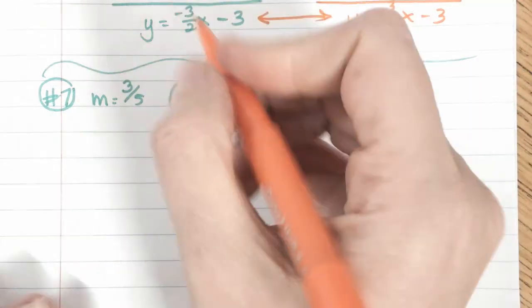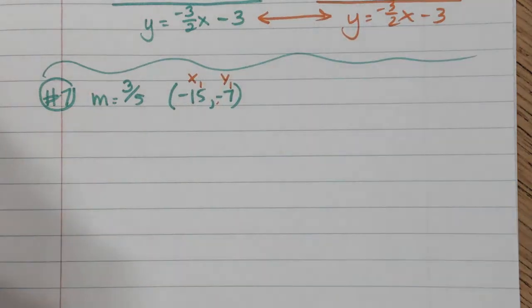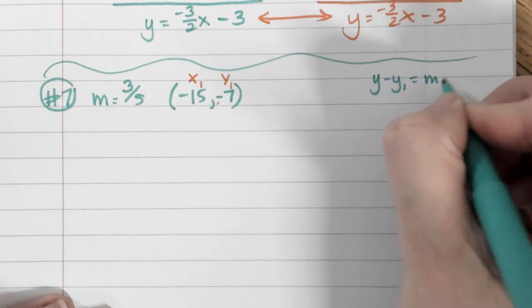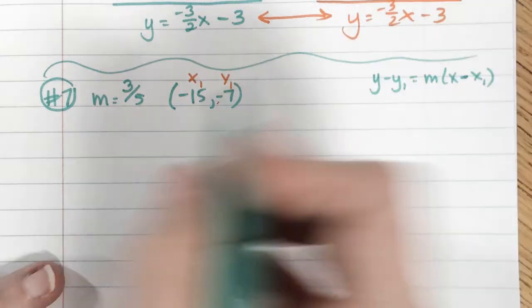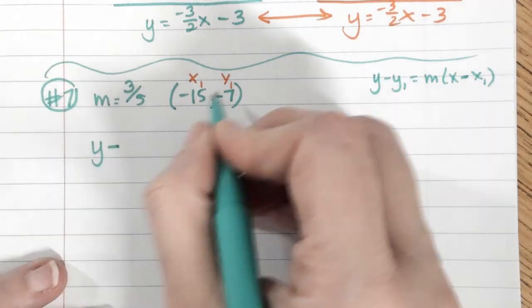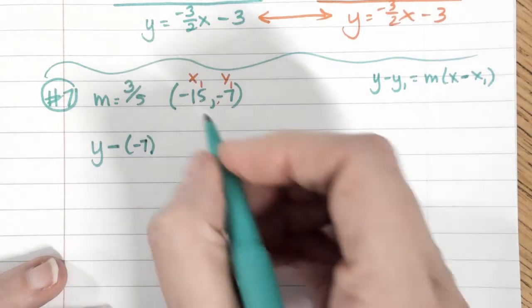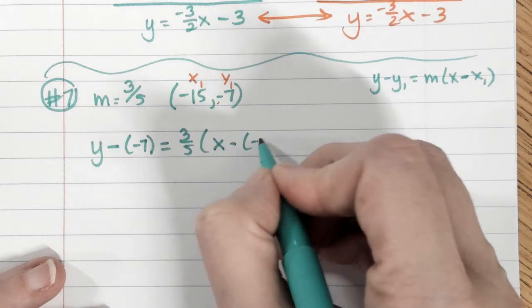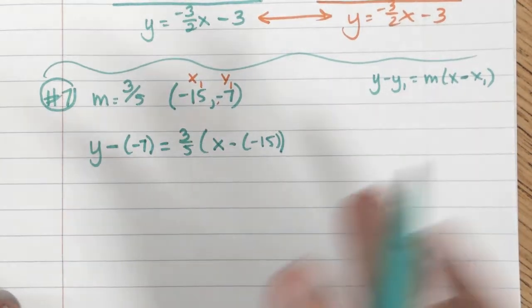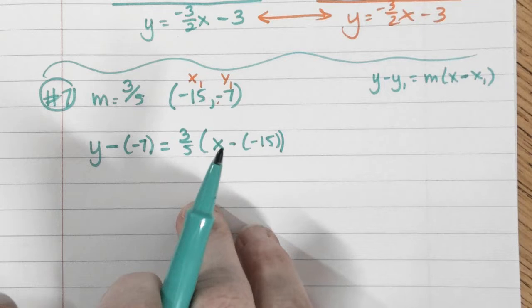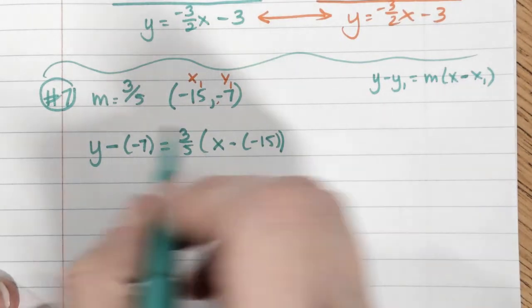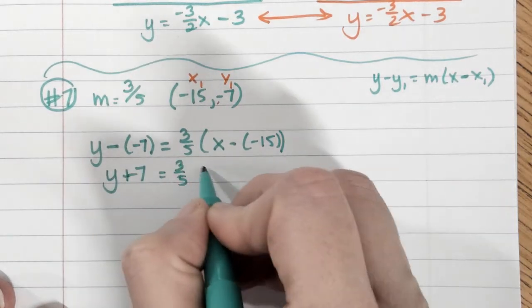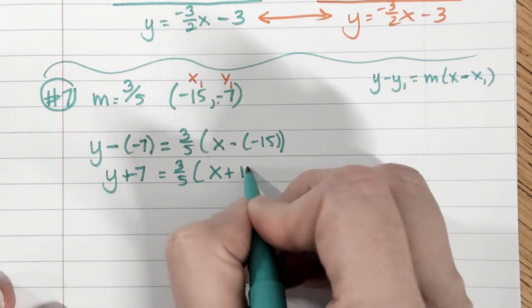Okay, so I'm going to call this x1, this y1. My form again is y minus y1 equals m times x minus x1. So I'm going to do y minus, that's a negative 7, negative 7 equals 3/5 times x minus negative 15. Now you're going to want to start distributing right away, but don't, because first we're going to write it in point slope form to practice that. First we address all of our double negatives. So y minus negative 7, I got 2 negatives, that makes a positive. x minus negative 15 makes x plus 15.